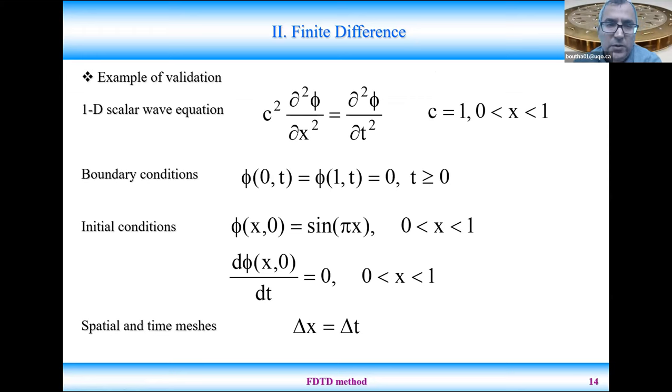This wave equation can actually be resolved analytically. Let's take, for example, for simplicity, c equal one, and x between zero and one. Then we need a boundary condition. So what is the value at x equals zero and at x equals one? We suppose it is zero. We also need an initial condition. Actually, we need two initial conditions here. At time t equals zero, we need this, and we also need the relation for the derivative. And we say that the derivative equals zero at time t equals zero. And also we suppose that delta x equals delta t for simplicity.